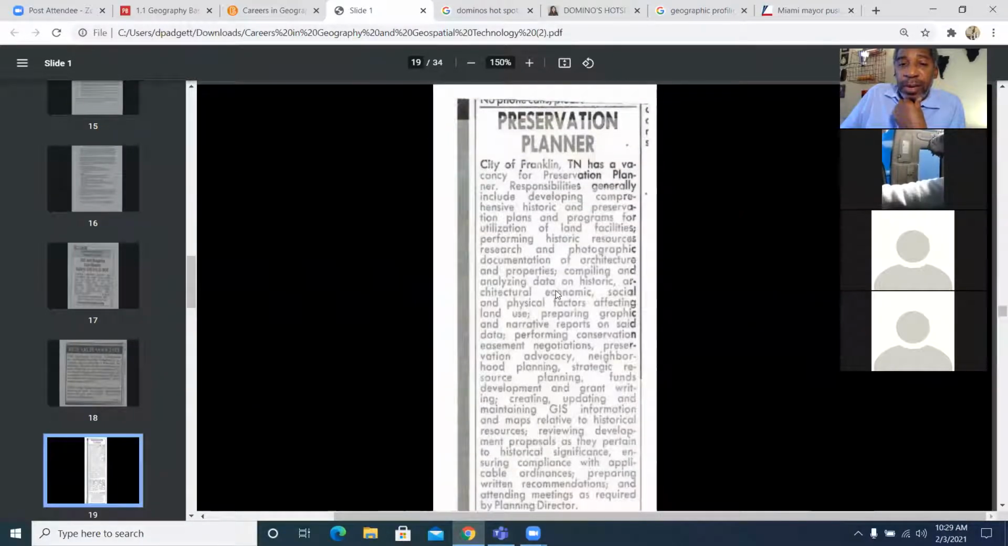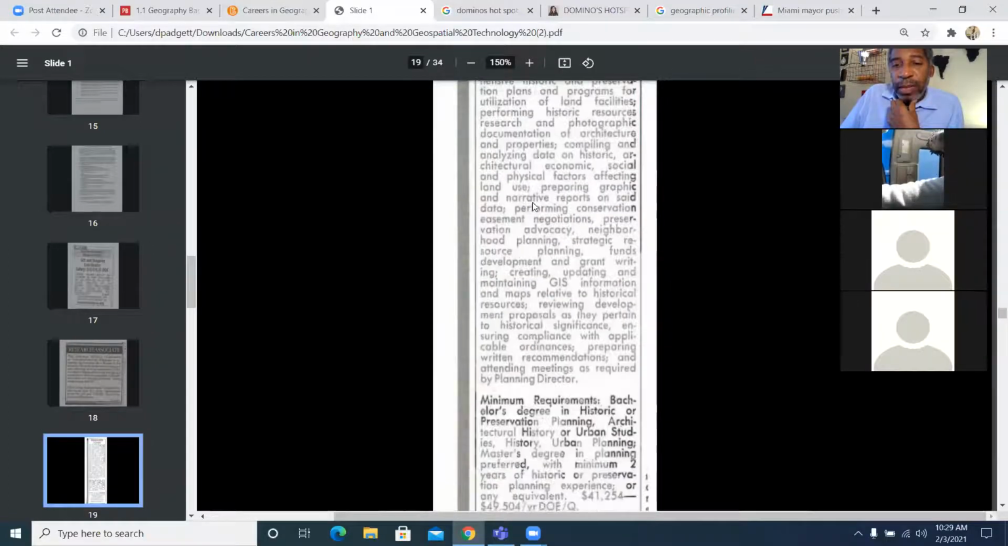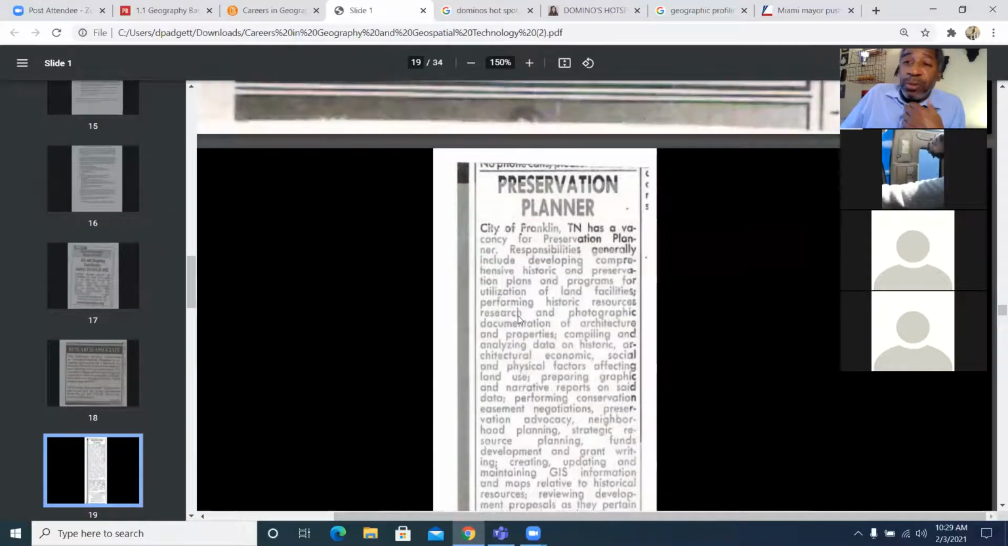Here's another ad from Franklin, Tennessee, which is a town just south of Nashville. Anybody that goes into planning needs to have geographic information systems added to his or her skill set. Some of you who are in political science might end up being planners. Planning is very political. You know, where are we going? Where is the city going to put housing?